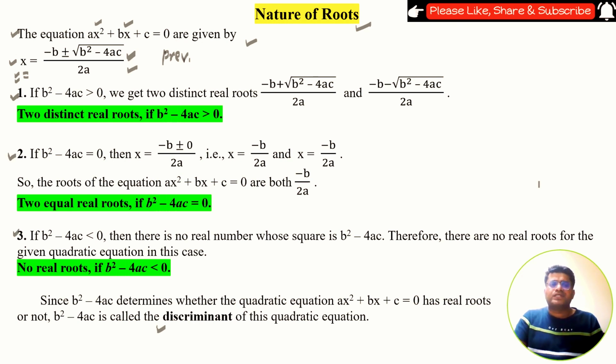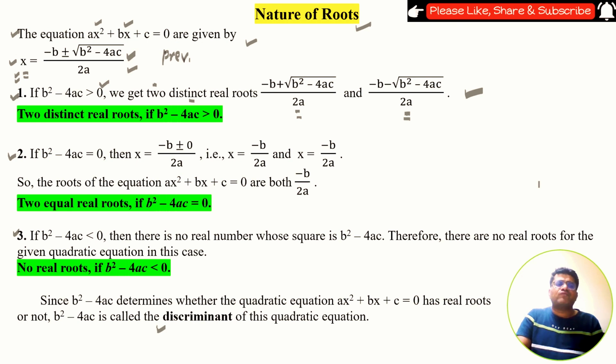The value of discriminant b square minus 4ac: if it is greater than 0, we get two distinct real roots. How many roots? Two, and distinct, both are different. We get two distinct real roots when b square minus 4ac is greater than 0. This is your case number 1.